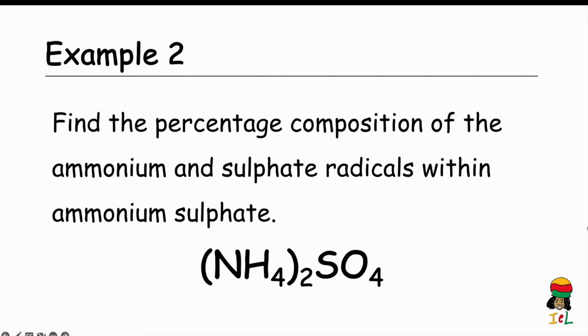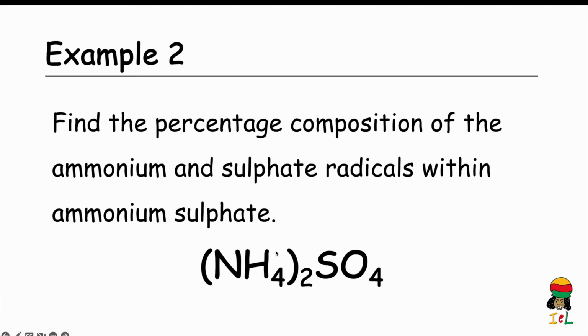Example 2, find the percentage composition of the ammonium and sulfate radicals within ammonium sulfate. So in this example, we don't want the percentage composition for individual elements. What we want is a percentage composition for the polyatomic ions, also called radicals, within the compound.